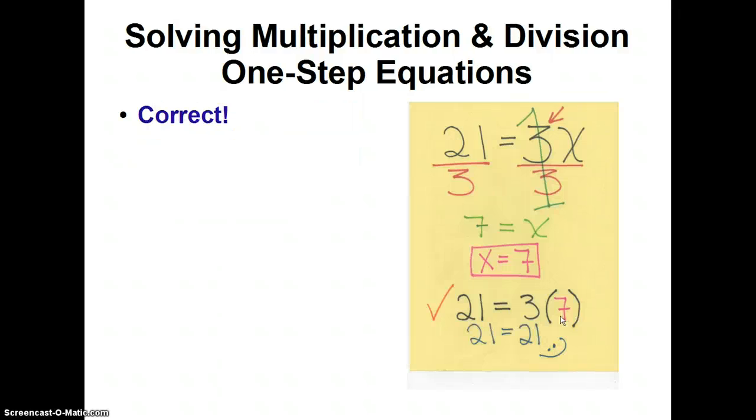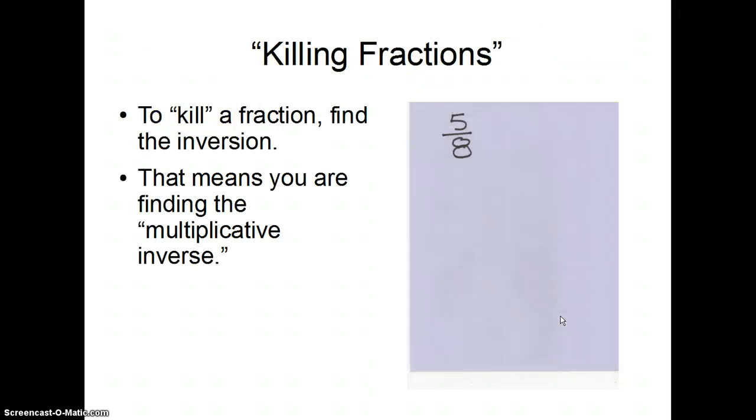Looks like we're correct. Let's take a look at killing fractions. I don't know too many people who like fractions, so this is a chance to kill them, and you won't even be arrested or have to do any jail time. We get to get rid of those puppies. The way we do that is we're going to multiply our fraction by the multiplicative inverse. Because if you remember, that multiplicative inverse says that when you multiply by the inverse, you get 1.